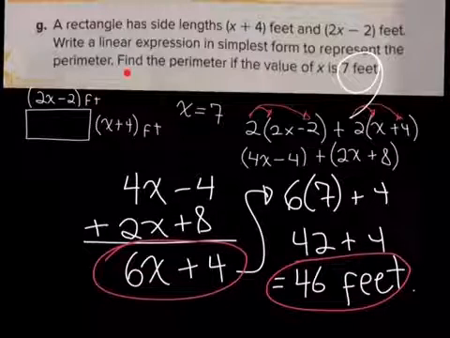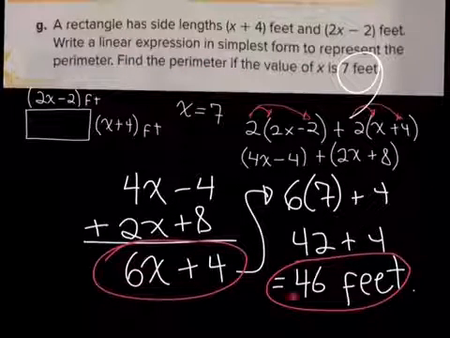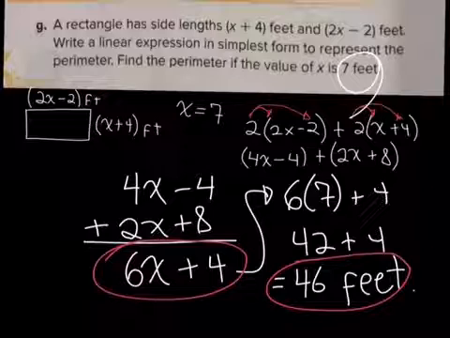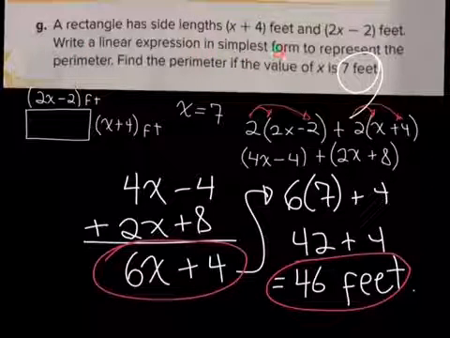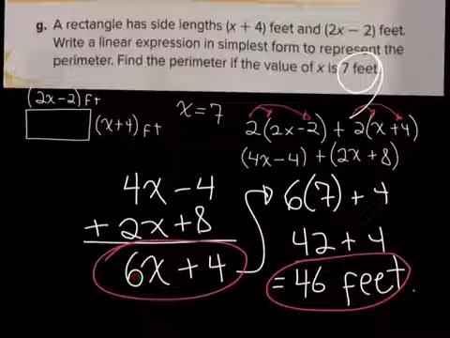Don't forget, we're being asked to find the perimeter if the value is 7, so that's our perimeter. But we're also being asked to write a linear expression in simplest form. There's our linear expression in simplest form.